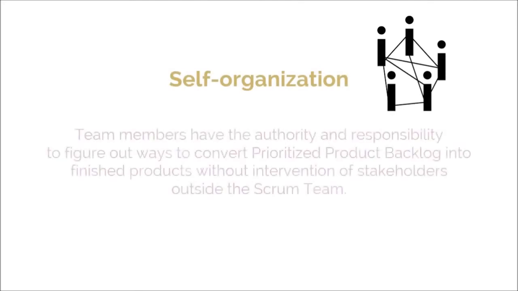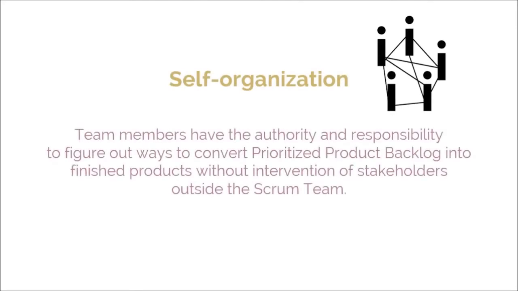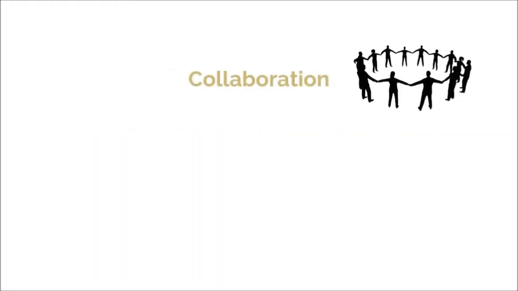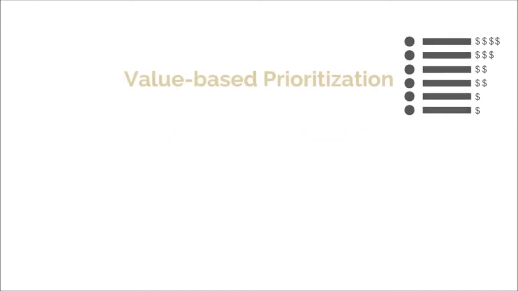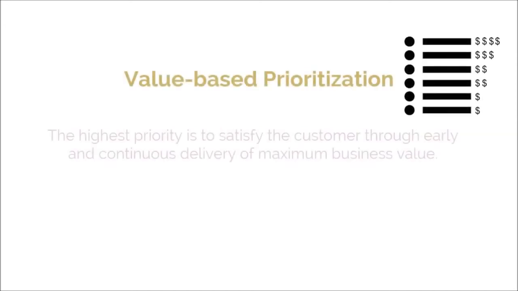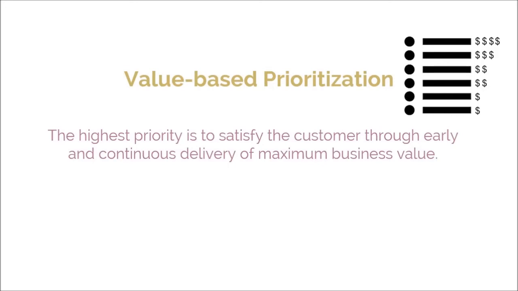Self-organization, which implies that team members have the authority and responsibility to figure out ways to convert the prioritized product backlog into finished products without the intervention of stakeholders outside of the Scrum team. Collaboration, in which product development is a shared value creation process that needs all stakeholders working and interacting together to deliver the greatest value. Value-based prioritization, in which the highest priority is to satisfy the customer through early and continuous delivery of maximum business value.